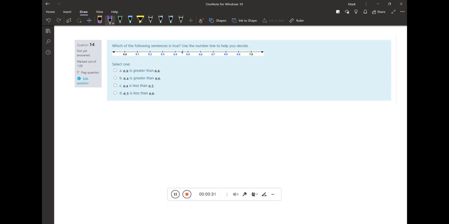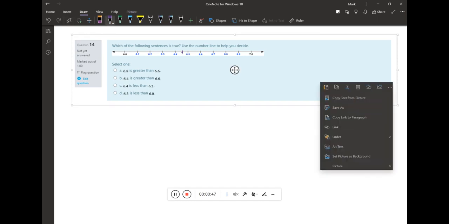In this one, we're looking to see which of these statements is true. And so it's just a matter of going, well, 6.8 is greater than 6.6. Even if we didn't have a number line there, we need to be able to look at that and go, well, is that true or is that not true? Is 6.4 bigger than 6.6? Is 6.4 less than 6.2? Is 6.3 less than 6.0?